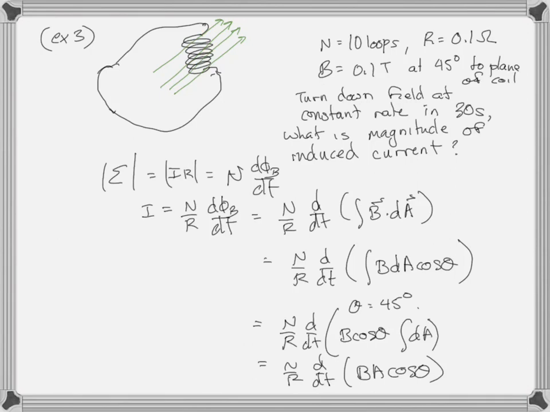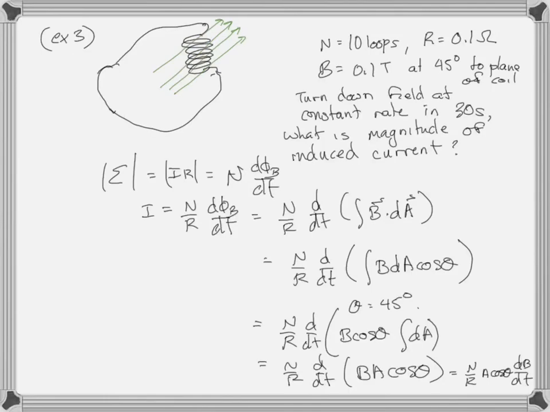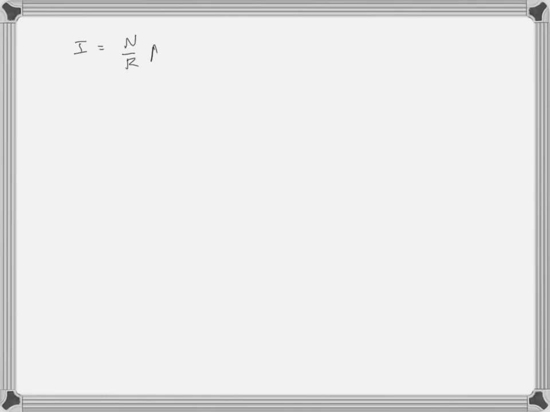And then what changes with time? What changes with time in this case is B. A and cosine theta do not change with time. So this turns into N over R A cosine theta dB/dt, because the only thing that changes with time is the magnetic field in this case. So we can go to the next page. And so therefore I is equal to N over R A cosine theta dB/dt. And now all of those values are given.